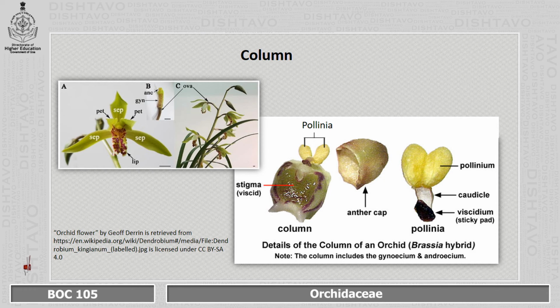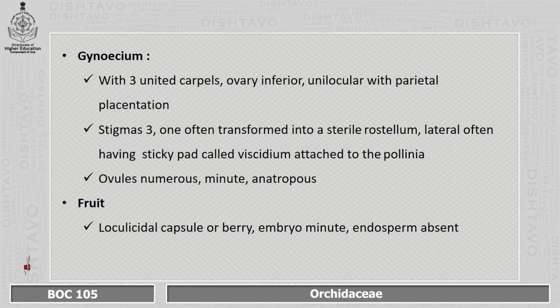which helps in the pollination mechanism. Gynoecium with 3 united carpels, ovary is inferior, unilocular with parietal placentation. Stigmas are 3, one often transformed into a sterile rostellum, the lateral ones often having a sticky pad called the viscidium attached to the pollinia. Ovules are numerous, minute and anatropous. The fruit is a loculicidal capsule or berry, embryo is minute, endosperm is absent.